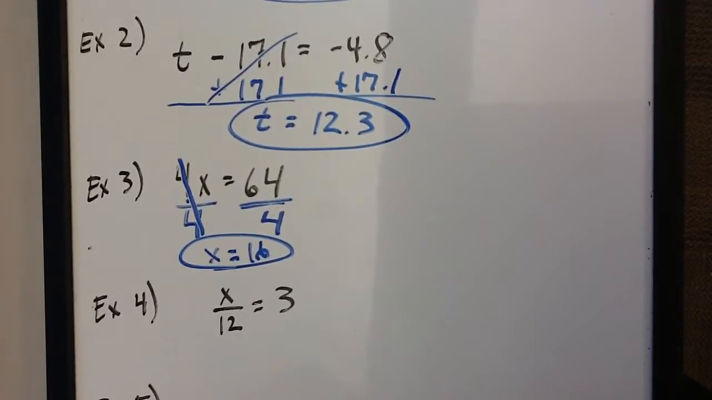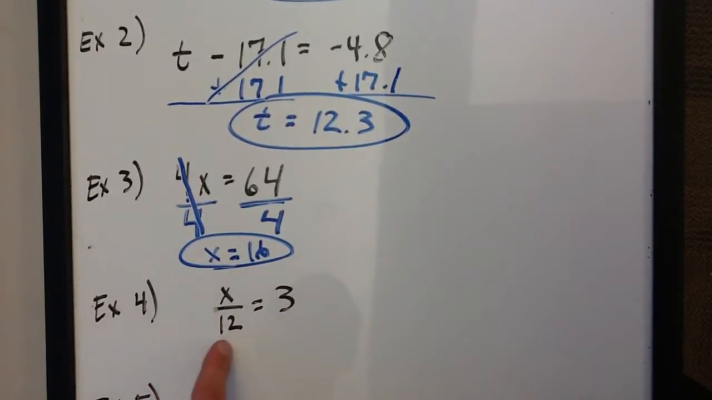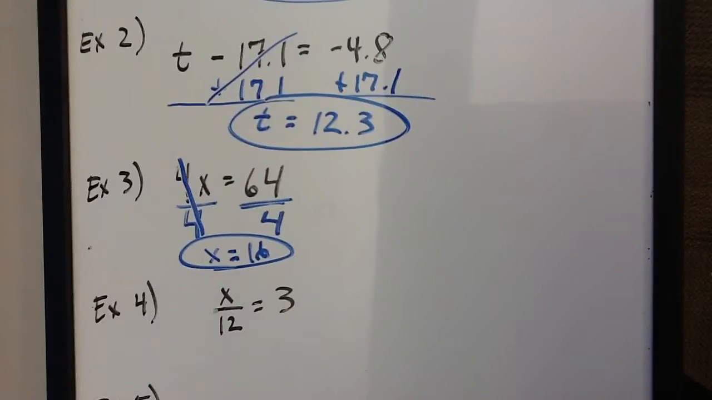Example number 4, I have x over 12 equals 3, or I could read this as x divided by 12 equals 3. Or I could read it as something divided by 12 is 3. Okay, so going through the 5 steps to solve equations, I have no parentheses, so I don't need to distribute. I have no like terms to combine. The variable is already on one side, it's on the left side, and my numbers are already on the right side. So I don't need to do steps 3 or 4 either.